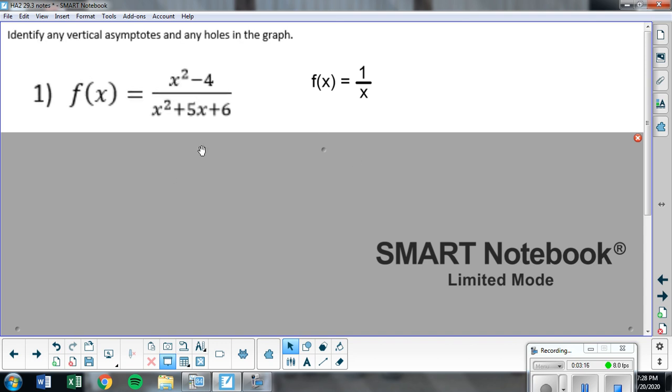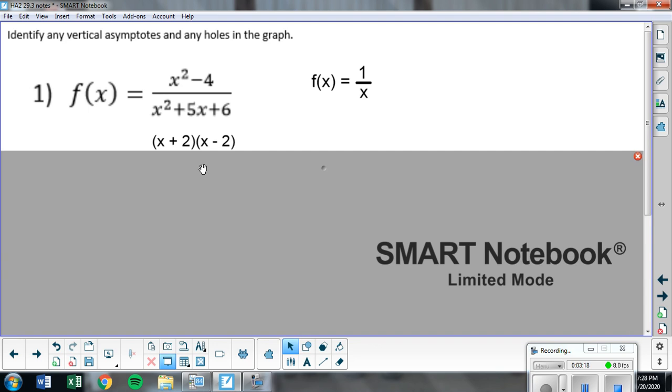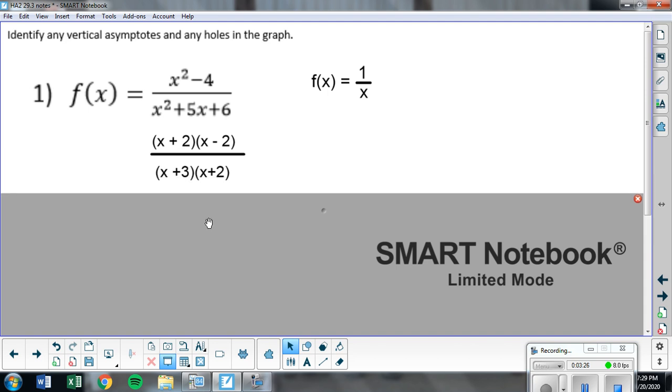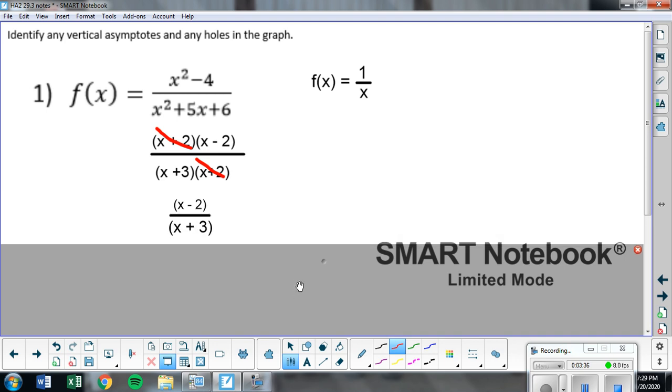So let's factor. Again, pause at any time because you might take longer to factor. So the top, x plus 2 times x minus 2. The bottom, x plus 3 times x plus 2. Well, we know that if there's a common factor on the top and the bottom, those cancel. So it's going to simplify to this.